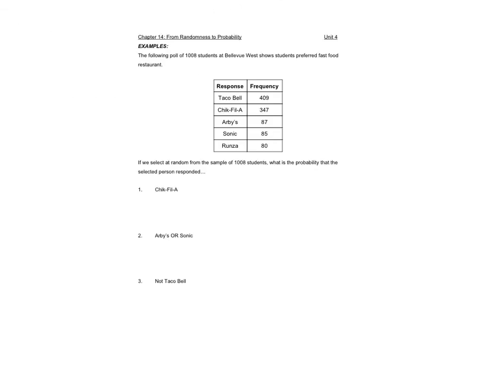Now I've given you a table here. It says the following poll of 1,008 students at Bellevue West shows students' preferred fast food restaurant. If we select at random from a sample of 1,008 students, what is the probability that the following things happen? The key number here is 1,008, because it is the total number of students that were surveyed.